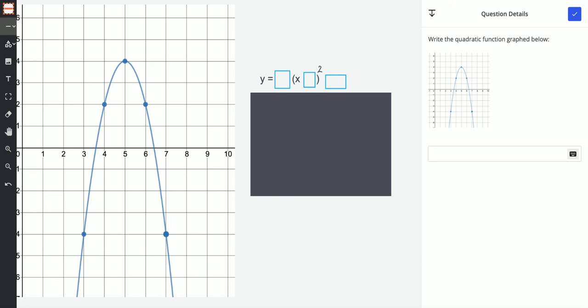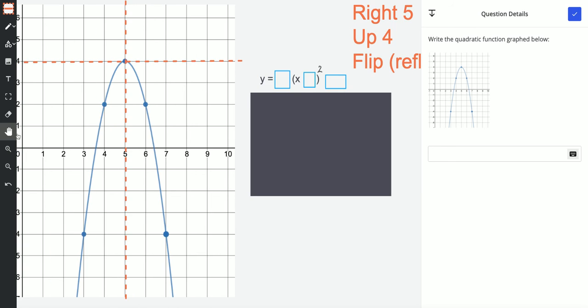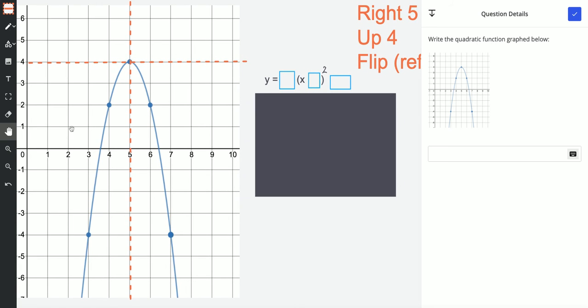The first thing we need to know is where is our new axis of symmetry and where did the x-axis move? So let's describe this. I went right 5, up 4, and I don't know what my a value is, but I also did a flip. We call that a reflect as well, right? That's the fancier way of saying it, but I'll just stick with flip. It's easier for now. Right 5, up 4, flip, and then what's my a value?